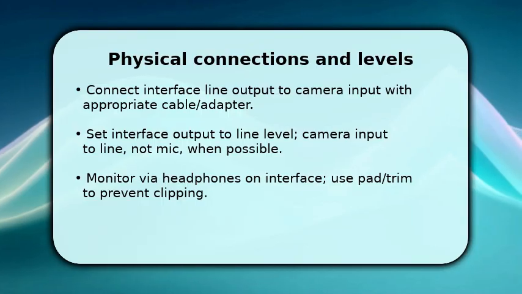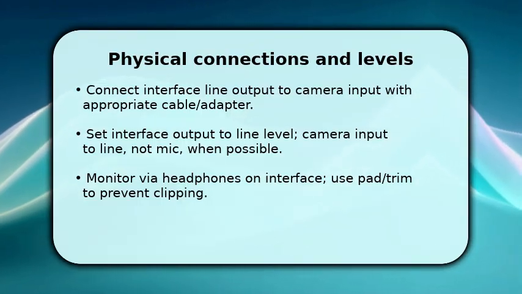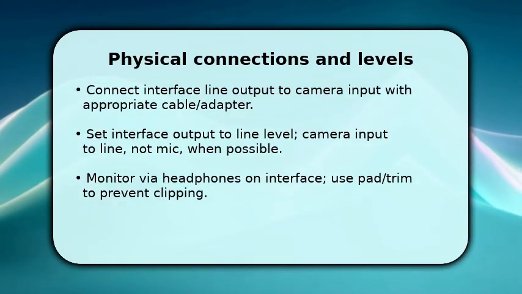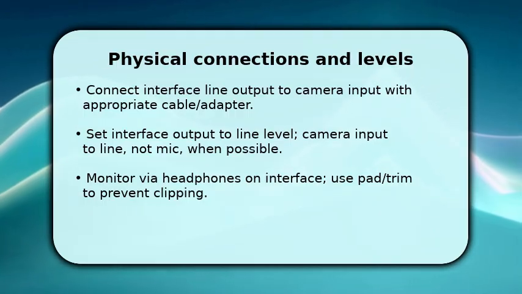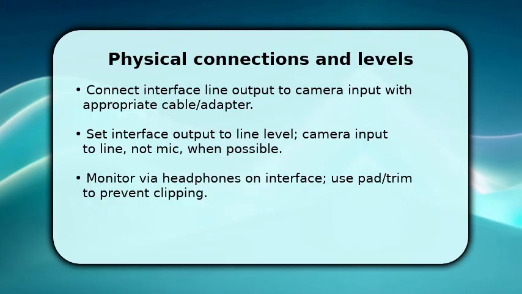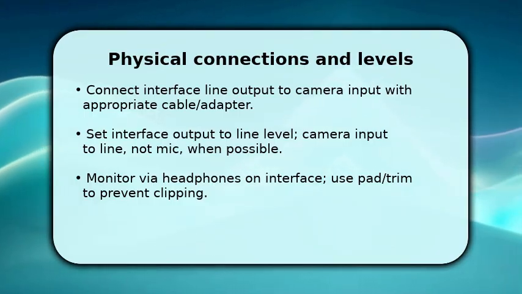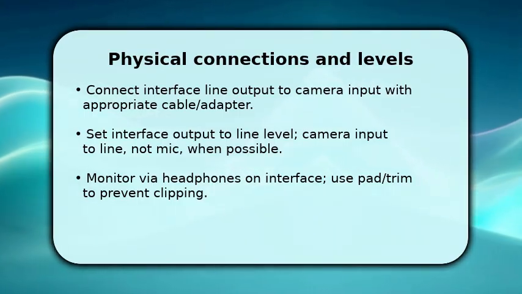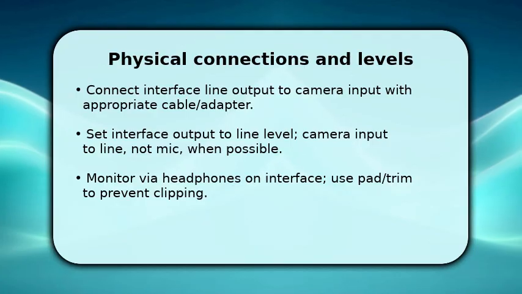Then power everything and play a test signal while monitoring on the interface headphones. Adjust the interface output level and camera input trim so peaks land around -12 dBFS. This keeps headroom for transient sounds. If you hear distortion, engage a pad or lower the output and retry the test.